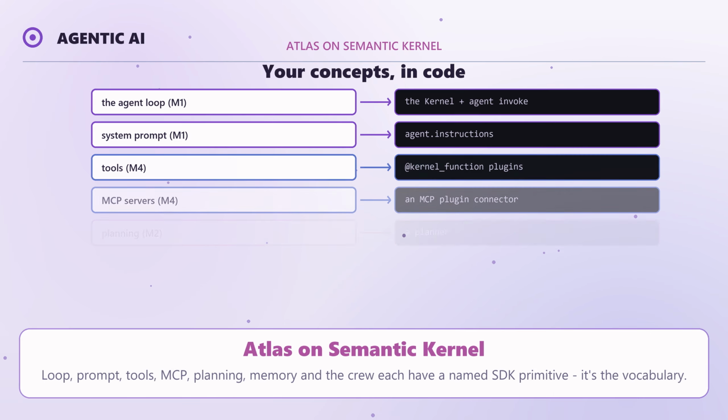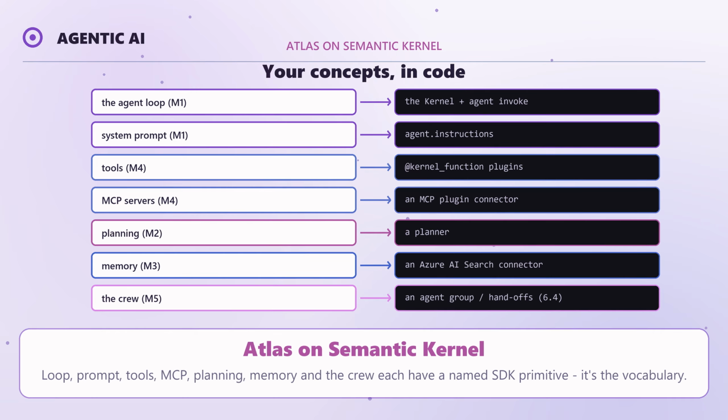Let's line it all up. Atlas's agent loop becomes the kernel plus an agent invoke. The system prompt becomes agent.instructions. Your tools become kernel function plugins. Your MCP servers become an MCP plugin connector. Planning becomes a planner. Memory becomes an Azure AI Search connector. And the crew from Module 5 becomes an agent group with handoffs, which is 6.4. Every single hand-build idea has a name in the SDK. You are not learning agents over again. You're just learning the vocabulary the framework uses.